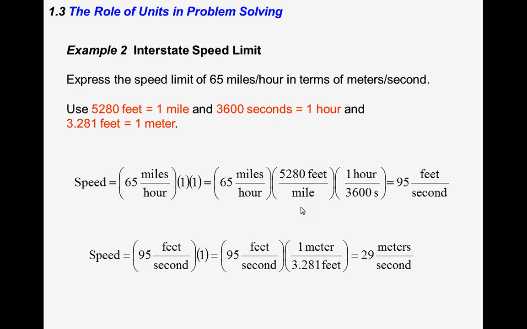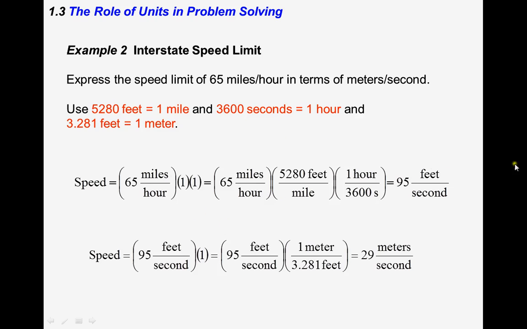So here's our 65 miles per hour again. If we wanted to convert that to meters per second, we'd take 65 miles per hour, figure out how many feet there are in a mile, how many seconds there are in an hour. We get feet per second.